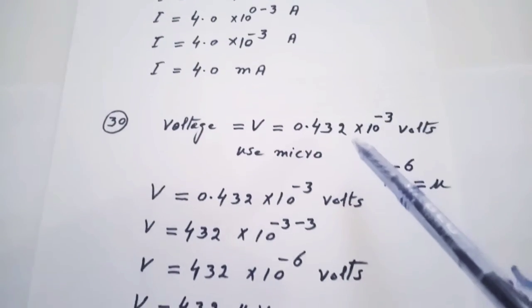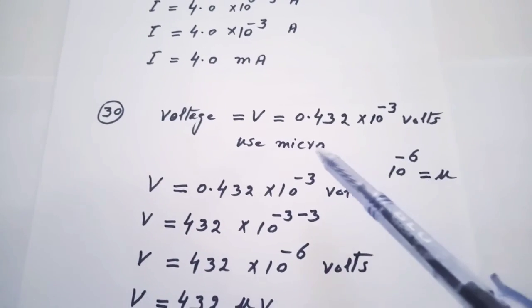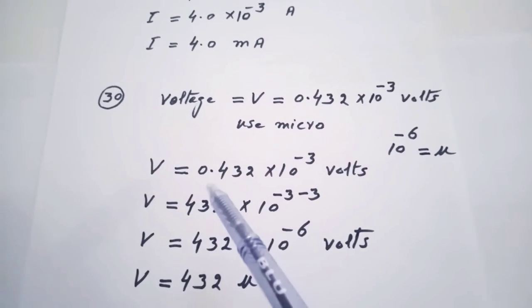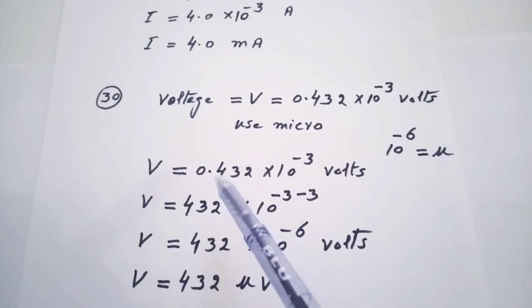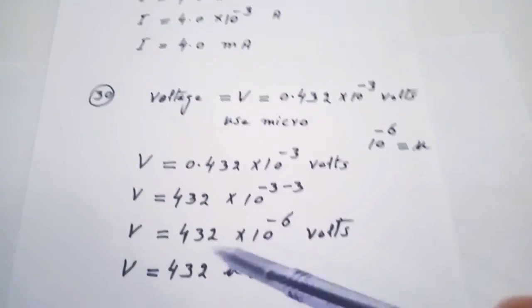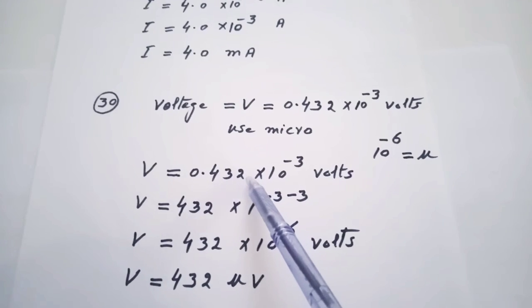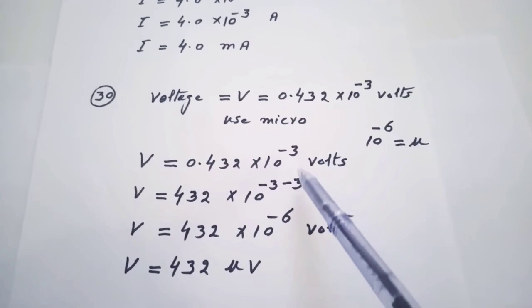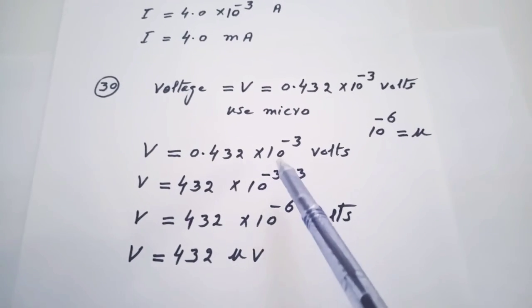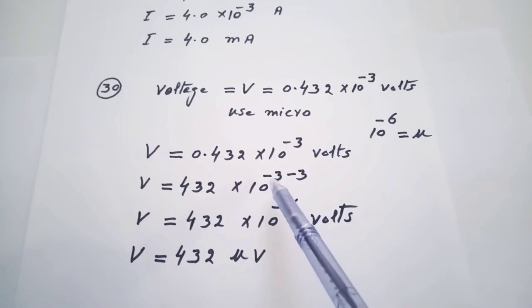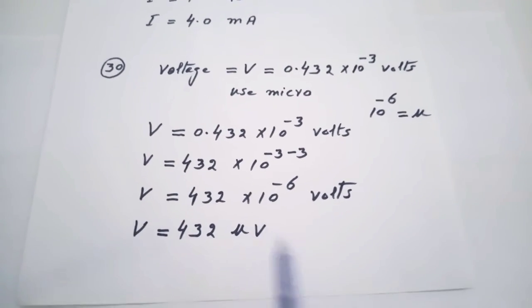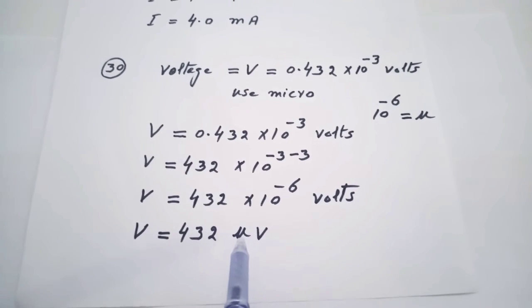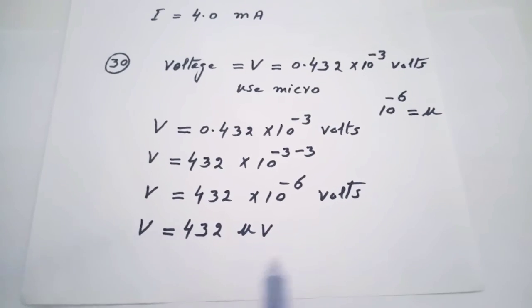This is another measurement, that is voltage. Use micro. 10 power minus 6 is micro. So here again we shift the point from this location to this location through the 3 digits. Then when the point is shifted in this direction, the power will decrease by 3. So 10 power minus 3 becomes 10 power minus 3 minus 3. It is 10 power minus 6. And 10 power minus 6 is what? The micro. So micro mu is used as the prefix here.